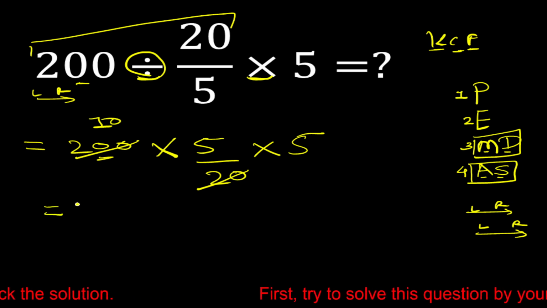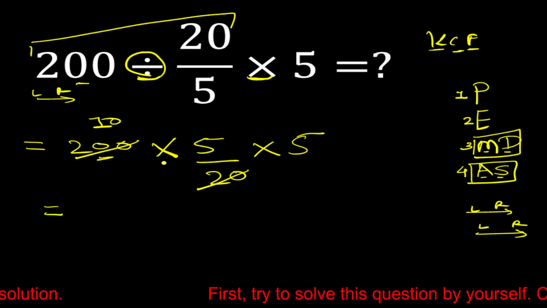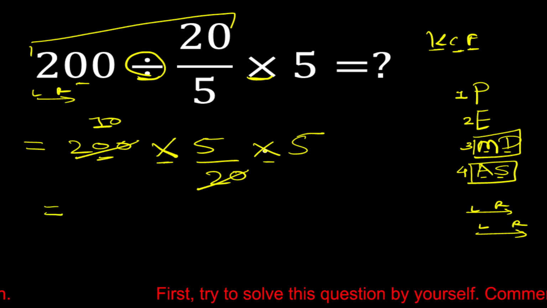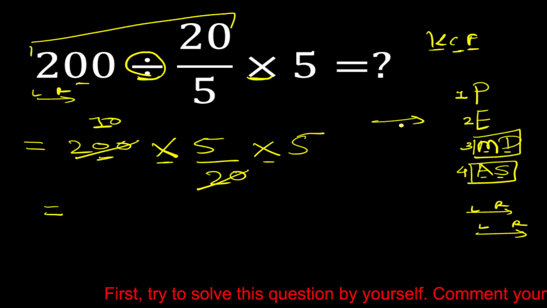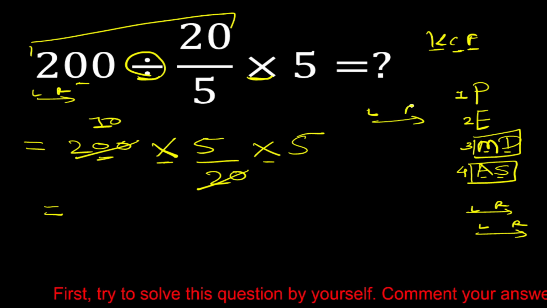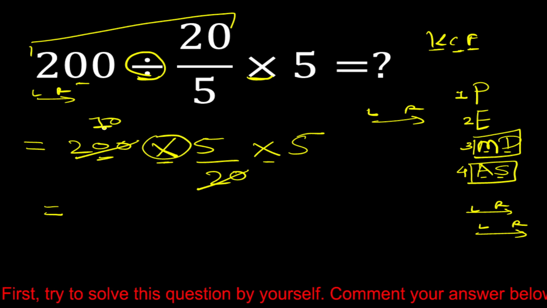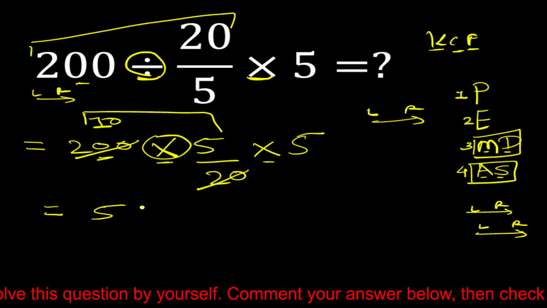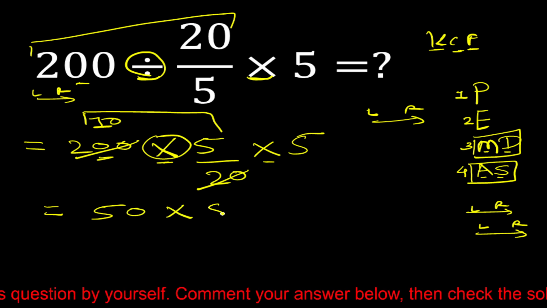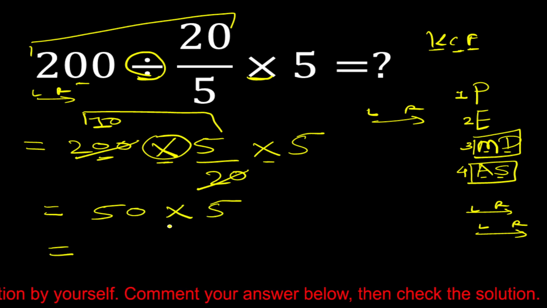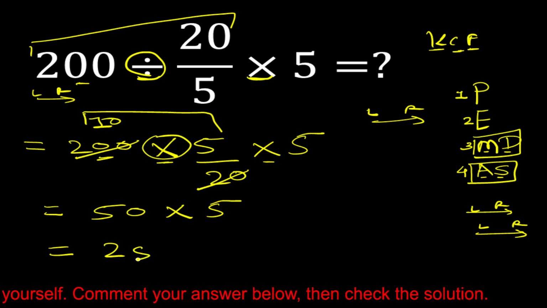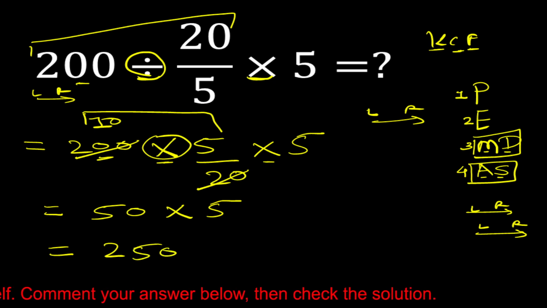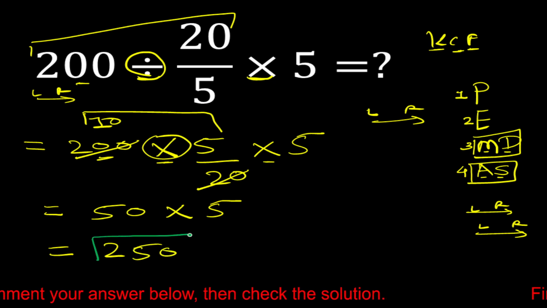Okay, so now here is multiplication and here is multiplication. Both have equal priority, so we have to solve it from left to right. So first we have to solve this multiplication. Okay, so 10 multiply 5 is equal to 50, multiply 5. So now 50 multiply 5 is 250. Okay, so the correct answer is 250.